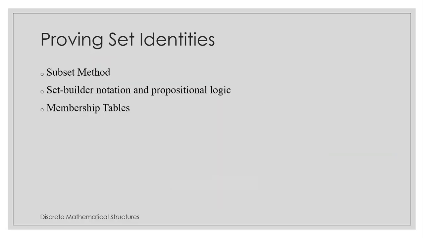So for proving set identities, we have three methods. First is subset method. Now in subset method, when we are given a set identity, we prove that left hand side is a subset of right hand side and right hand side is a subset of left hand side.